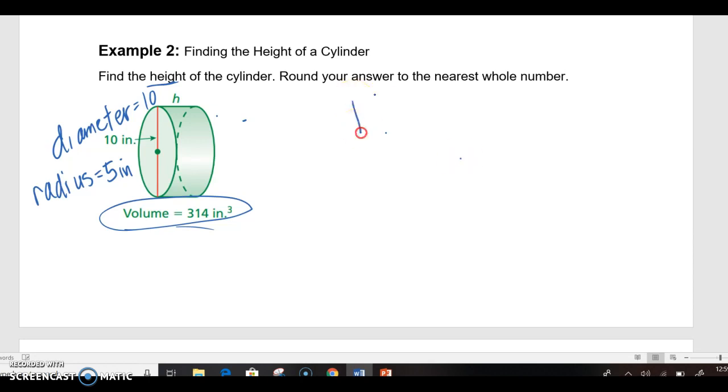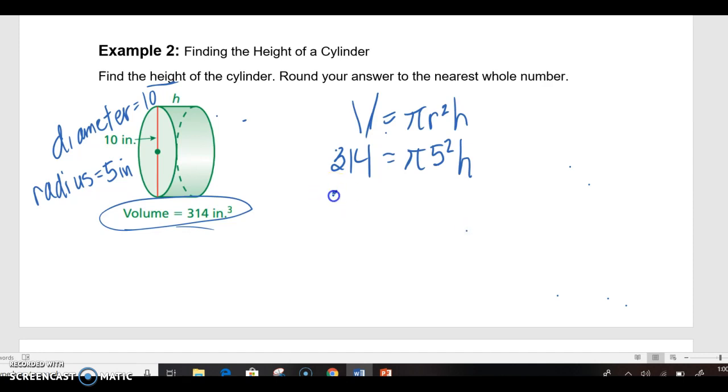Okay, remember again, I'm going to start with my formula. So volume equals pi times the radius squared times the height. And this time, again, I'm going to show what I know. So I know that my volume is 314. I don't need to put the label in. That'll come back when we calculate our answer. I'm going to leave pi. My radius is 5, so I'm going to have to square that. And the height, I don't know. So I'm going to leave that as h until I can figure that out.